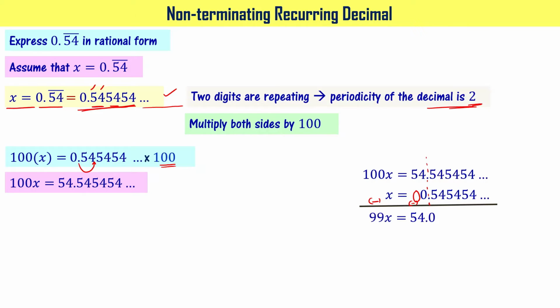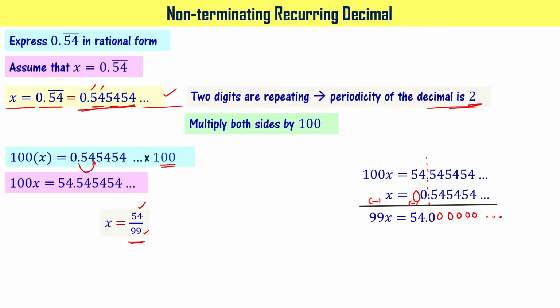It means 99x equals 54.000000 and so on, right? Or otherwise I can say 99x equals 54. x equals 54 by 99, right? This can be further simplified, or otherwise you can say that this is the rational form, right? Because both numerator and denominator are integers.